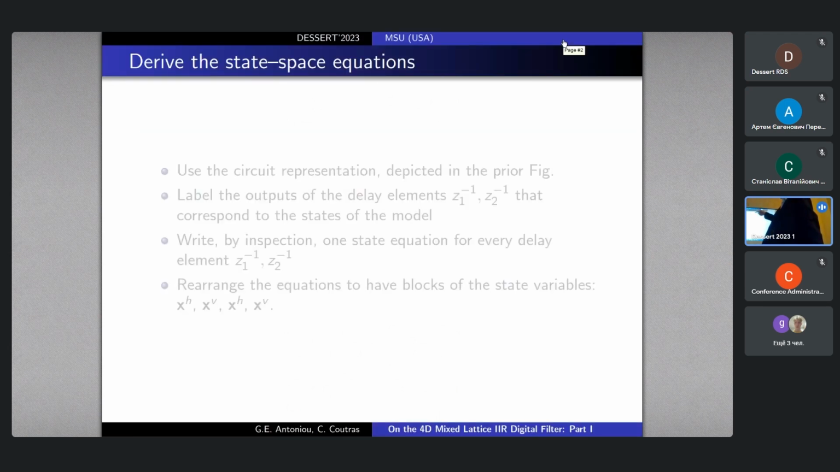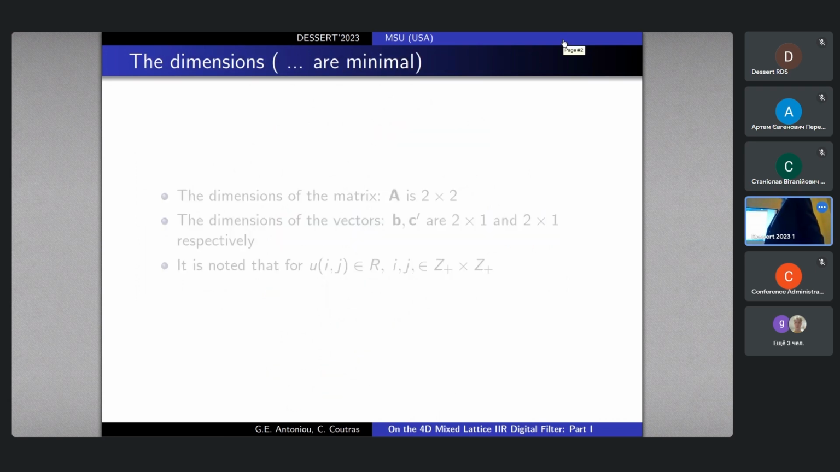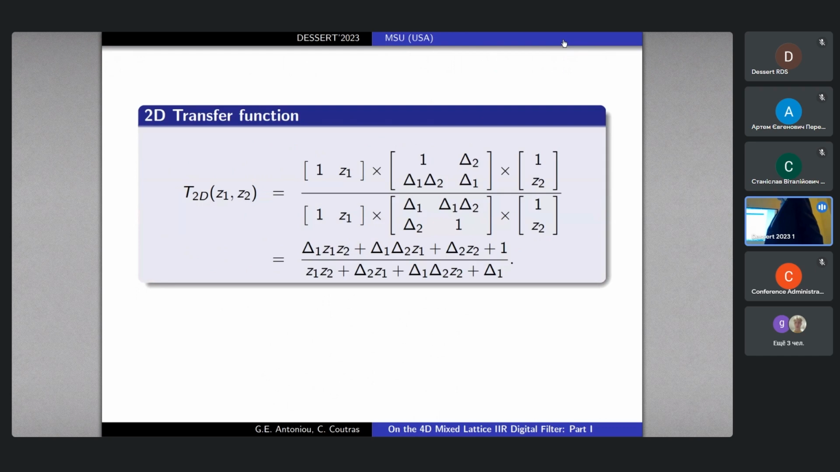We write the equations, okay, by inspection. We derive the minimal state space model 2 by 2. And also at the end, if we apply the Z transform, we can find the numerator and the denominator. We can see that this is correct. The numerator and the denominator are mirror images. Delta 1, delta 1, delta 2, delta 2, and 1. We have all for this way.